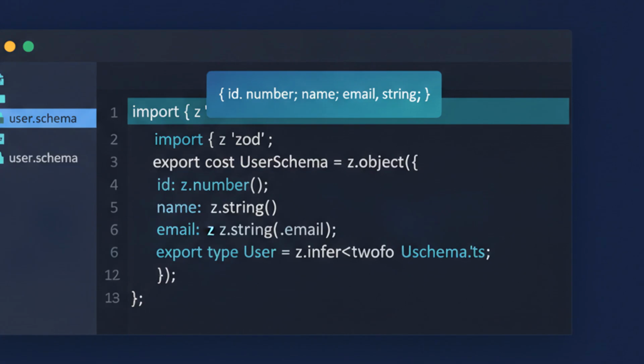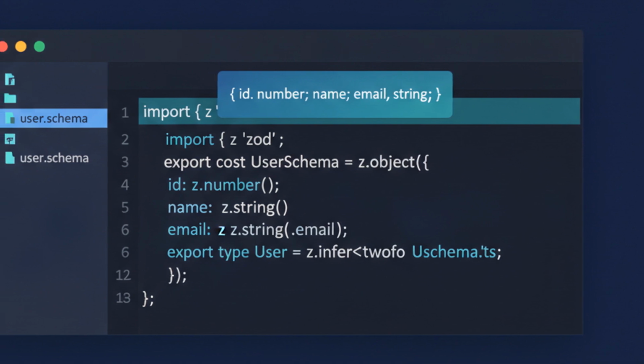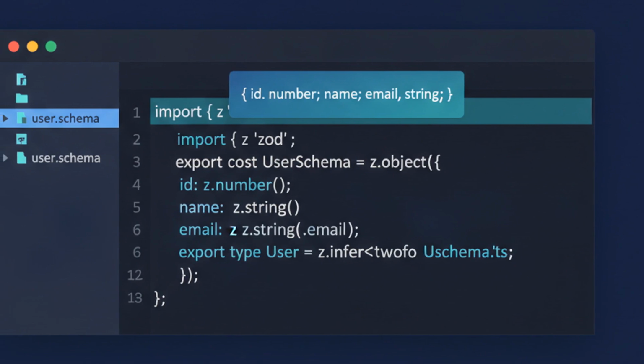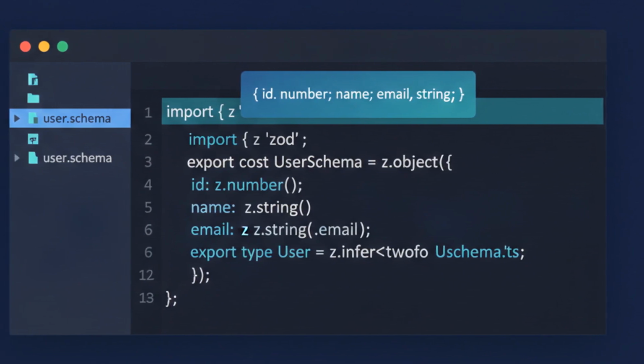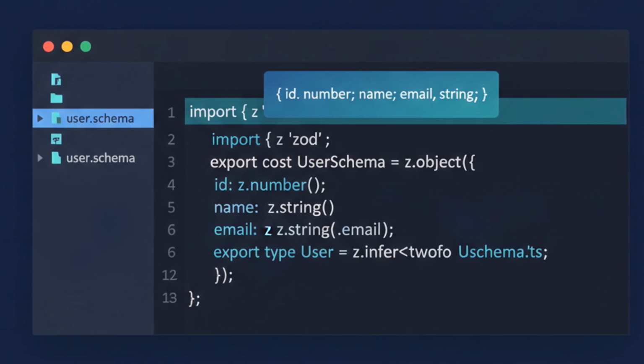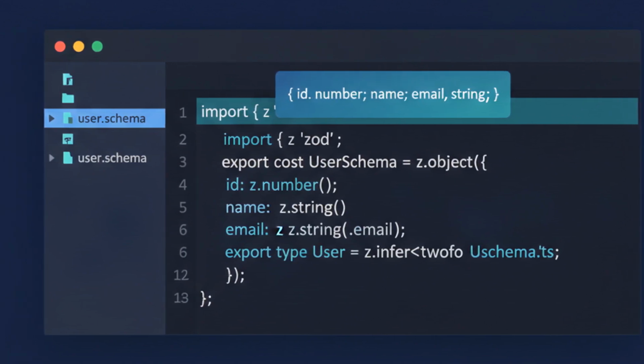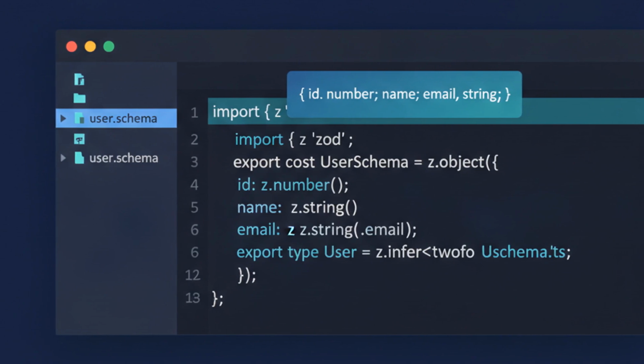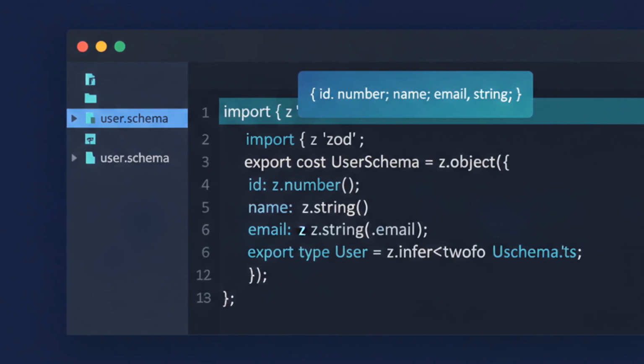Now the magic. We don't write a separate interface. We derive the TypeScript type straight from the schema using z.infer. Look at line 3. User is now automatically the exact shape of userSchema. If you add a field to the schema, the type updates instantly. No duplication, no drift between your types and your validation. One source of truth that powers both.